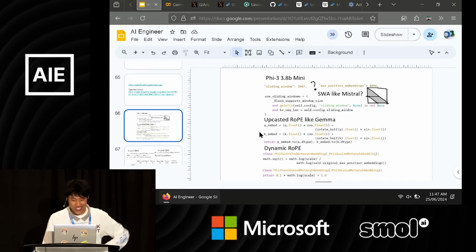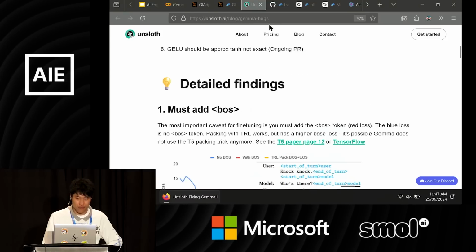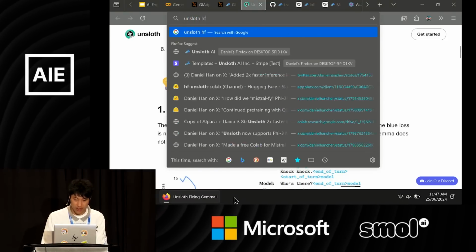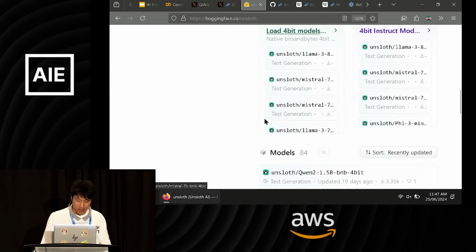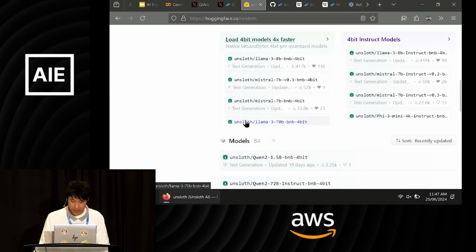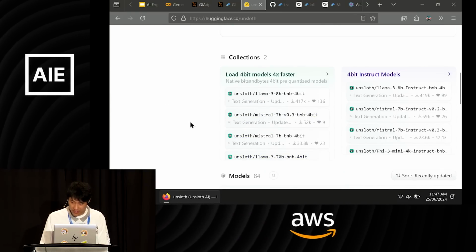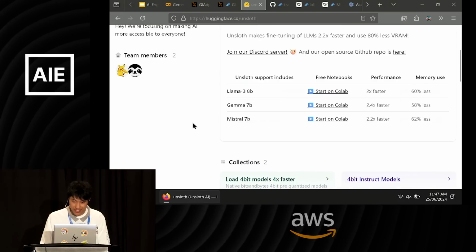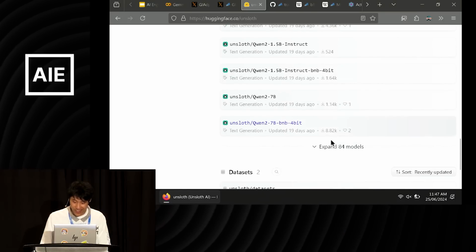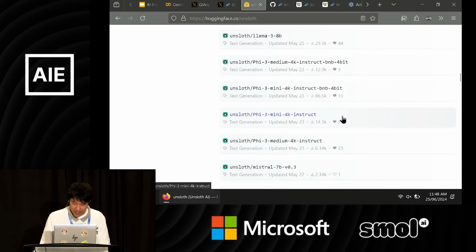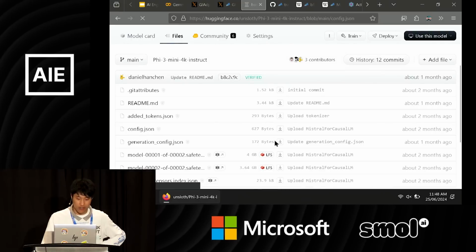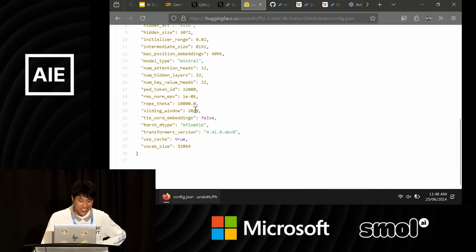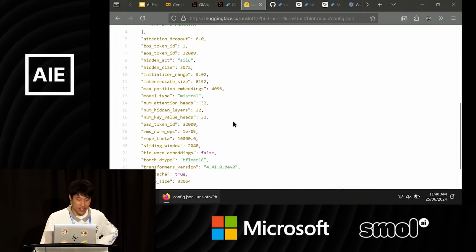But in Unsloth it's fixed. We actually uploaded models which fixed them. If you go to our Unsloth Hugging Face repo, we have models where we fixed all of them. Where is the Phi one? Oh, I didn't put it up. Okay, there: Phi-3 mini 4K instruct. If you go to files and open config.json, we fixed it.